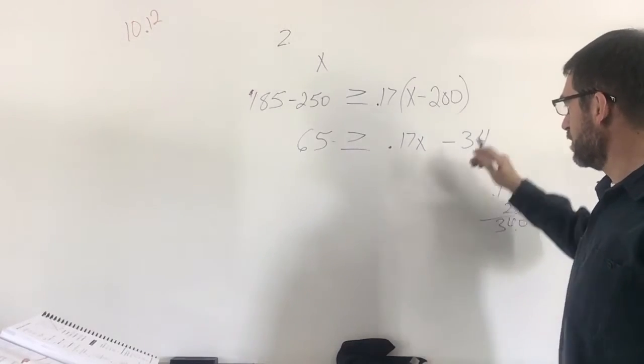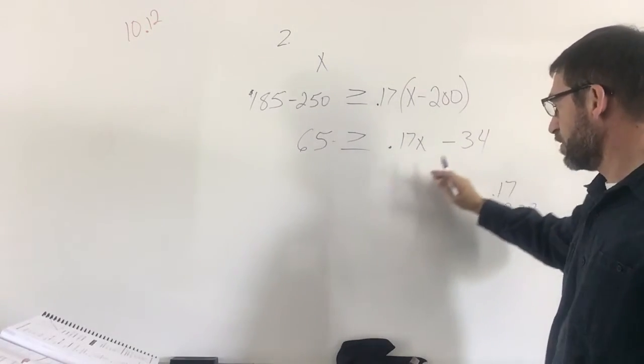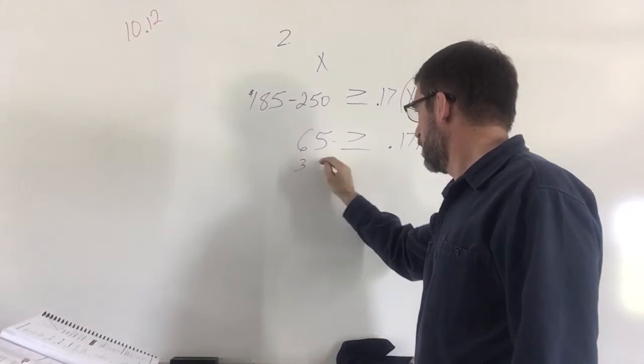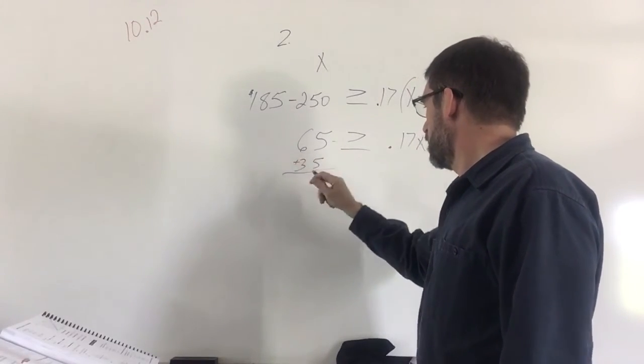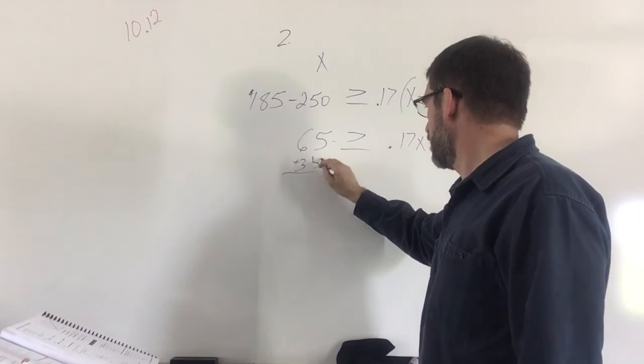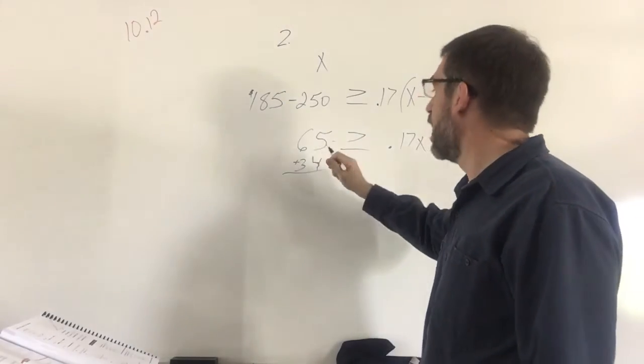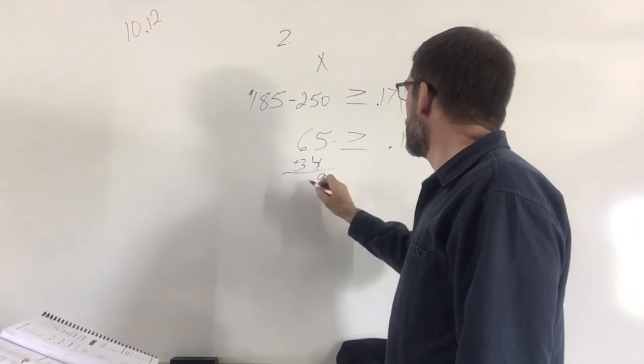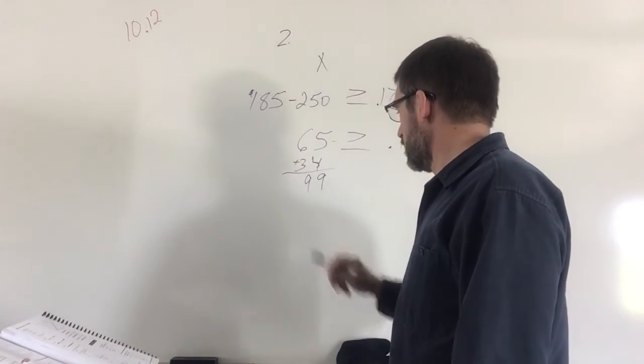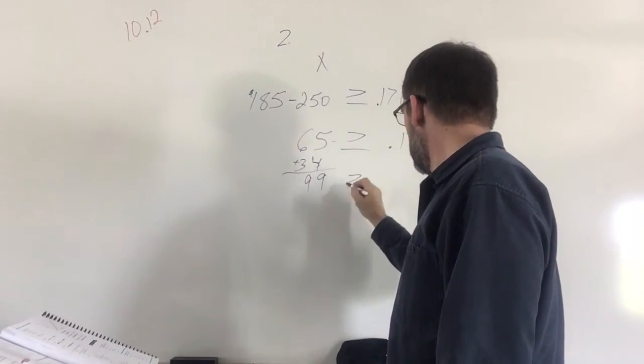All right, the first thing we need to do is move this 34. I'm going to bring it over here. It's going to be a positive 34. It's going to be easy to add 65 if I did it that way. So this is going to be 99. Is that right? 6, 7, 8, 9. 99, inequality.